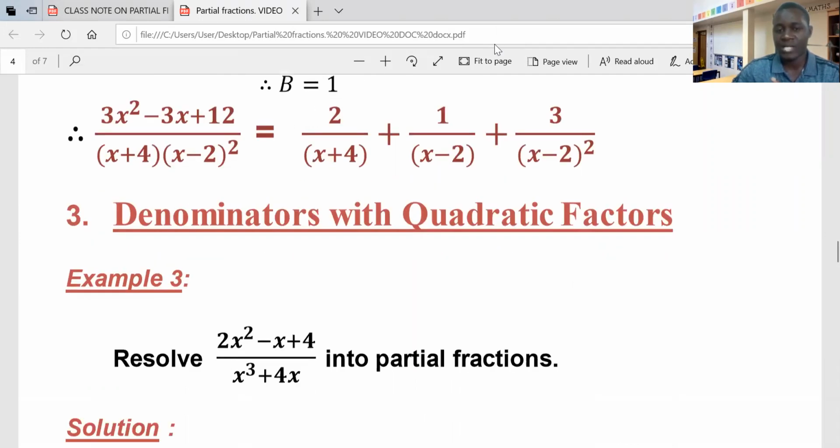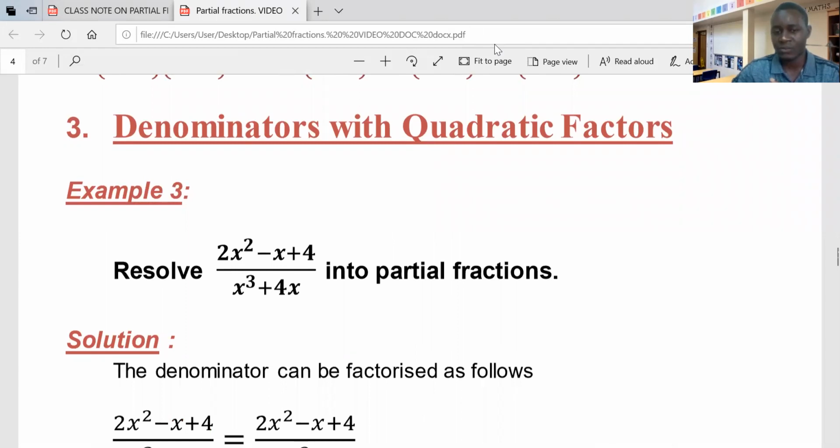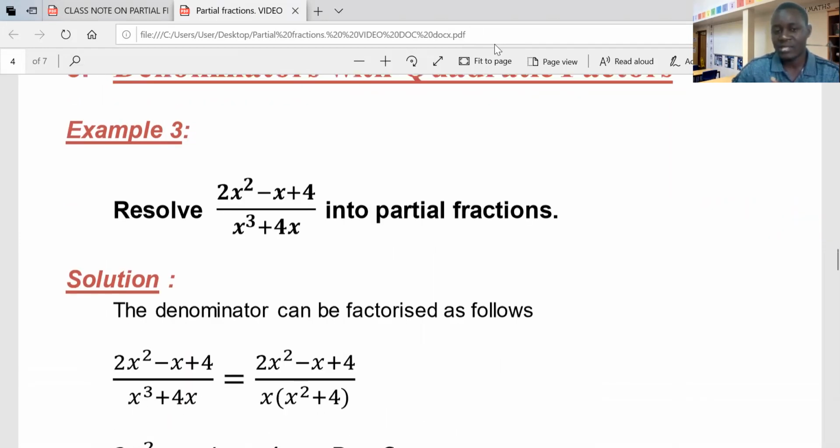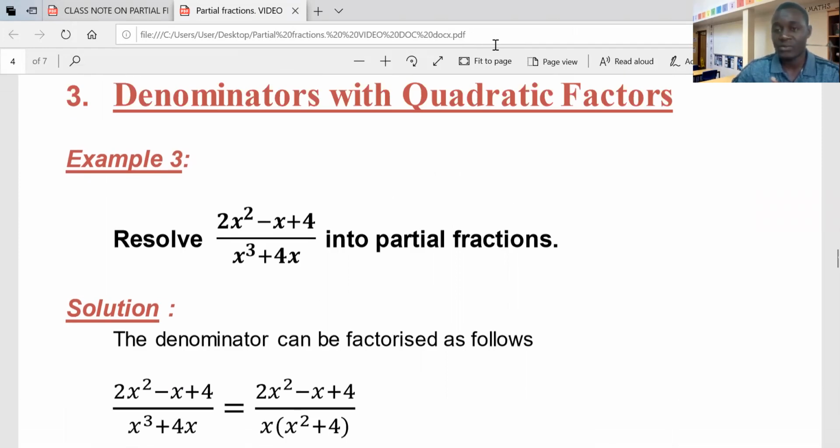Now, lastly, we're going to look at denominators with quadratic factors. Factors that are quadratic in this sense means the factors that can no longer be factorized beyond the quadratic expression that it gives us. So in this case, we have to resolve 2x squared minus x plus 4 over x cubed plus 4x.